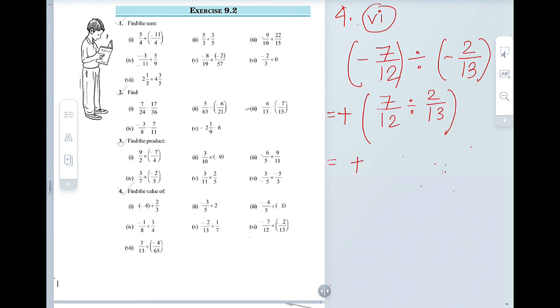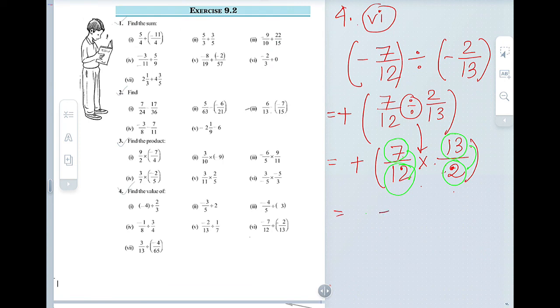Now plus will be there, 7 by 12, this division will be multiplication, this 13 will be the numerator and this 2 will be the denominator. Okay. Now you are not getting any kind of common factor between 7 and 2, 12 and 13, 7 and 12, 13 and 2. So our answer will be 7 into 13 divided by 12 into 2. Okay. And the answer is coming 91 by 24. Okay. So in this way we will get the answer. Now, let us do the next one.